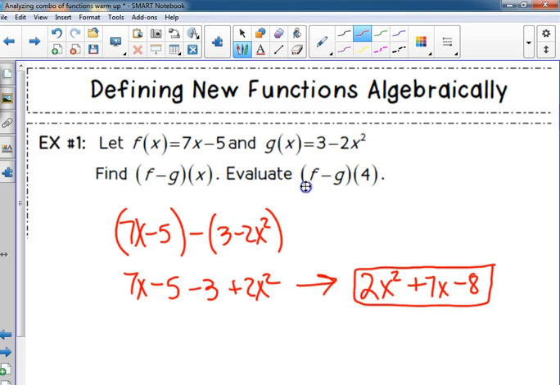All right, then this says f minus g of 4. We have 2 options. What are they? You can find f of 4 and g of 4 and subtract them, right? Or you could plug 4 into f minus g, which we already found. So take your choice and see what you get.